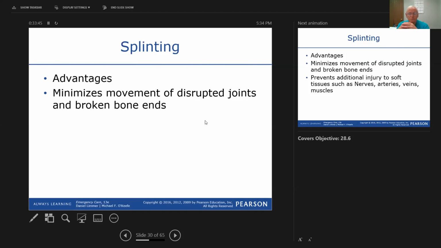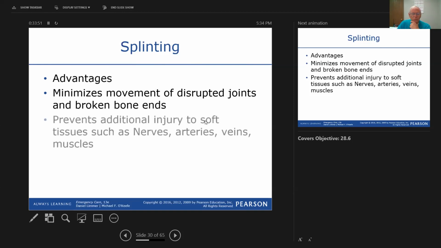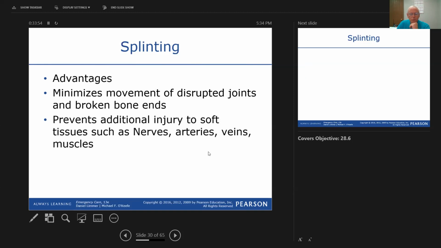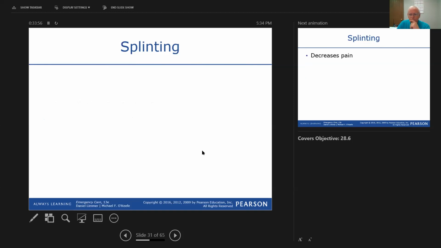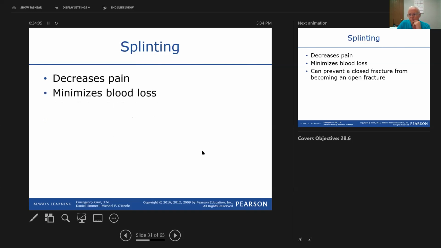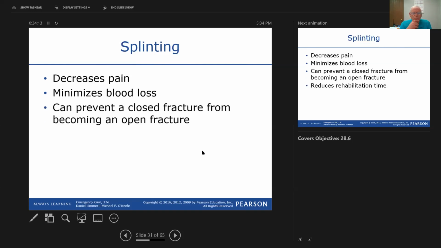So the advantage of splinting someone is keeping those broken bone ends still, all right? We want to prevent additional injury to all those soft tissues if the broken bone ends are moving around. Obviously, it decreases pain because that fracture is not moving around. It'll minimize blood loss by not interfering with blood vessels that haven't already been damaged. We can prevent a closed fracture from becoming an open one. If we don't splint and that arm's allowed to flop around, that broken bone end may pop out through the skin, and we definitely don't want that.